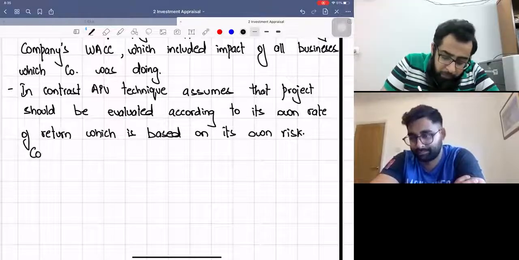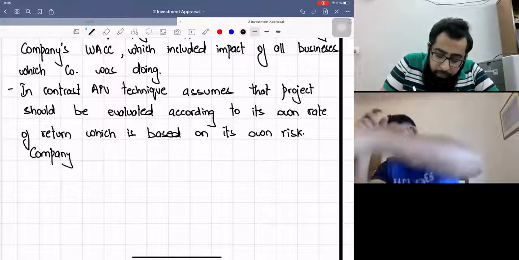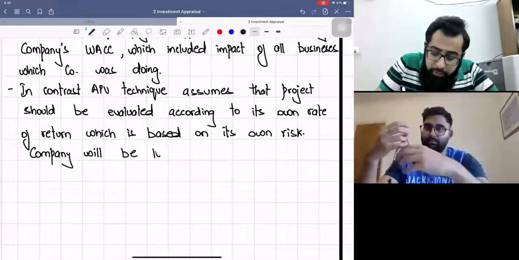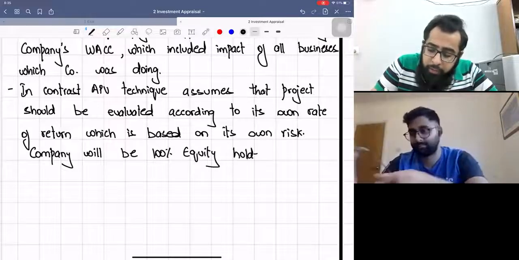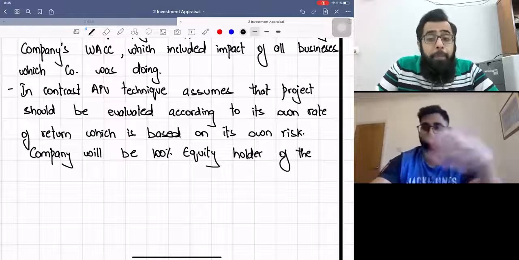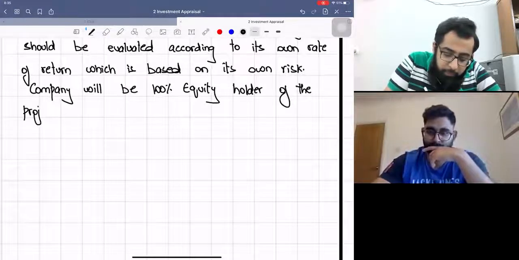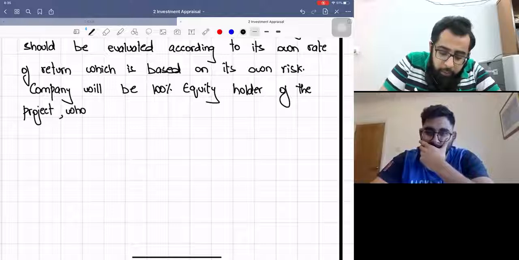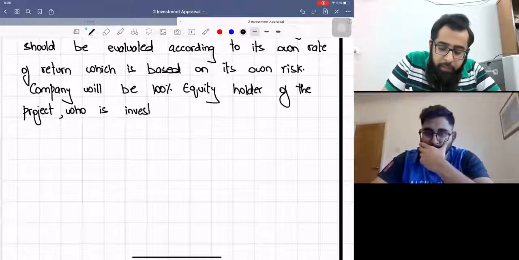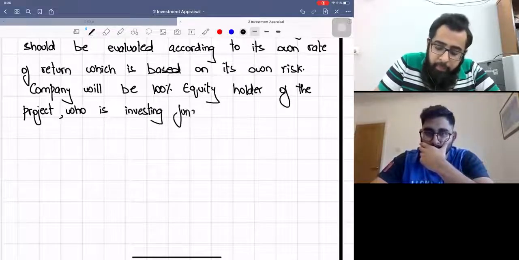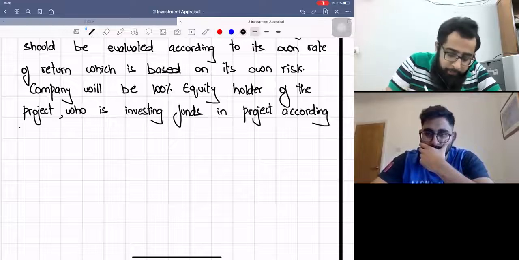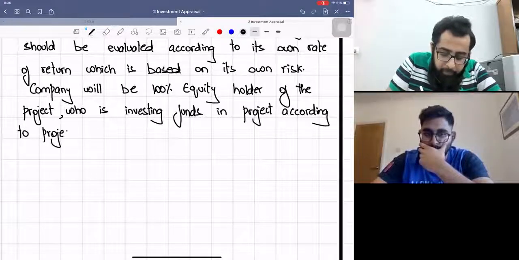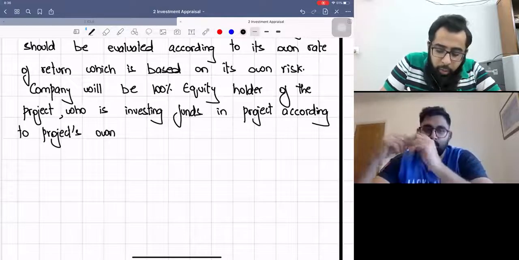The company will be a 100% equity holder of the project, which is investing funds in the project according to the project's own rate of return.